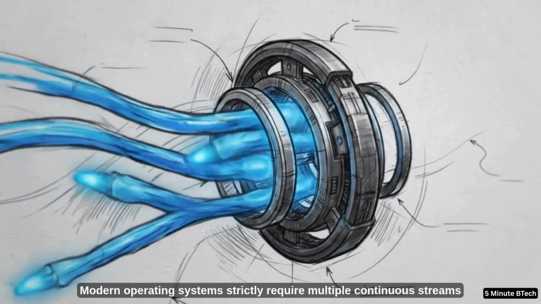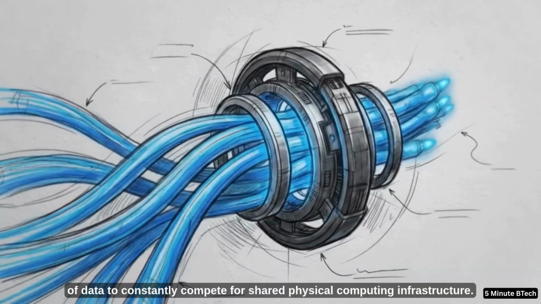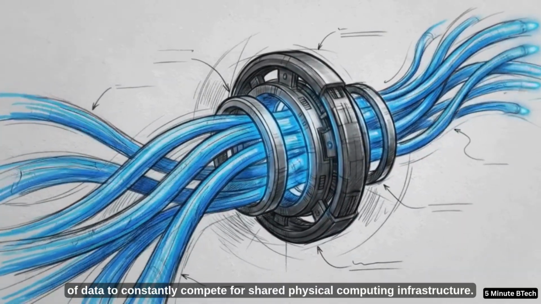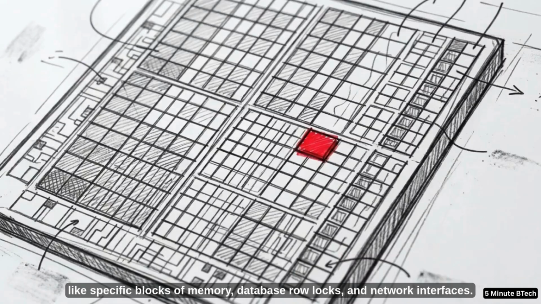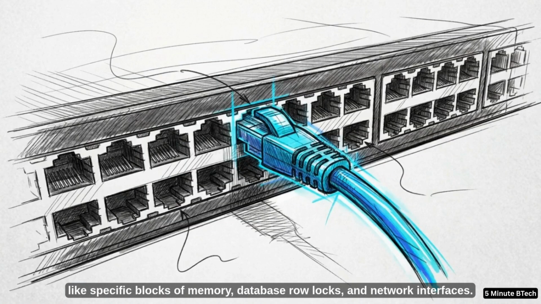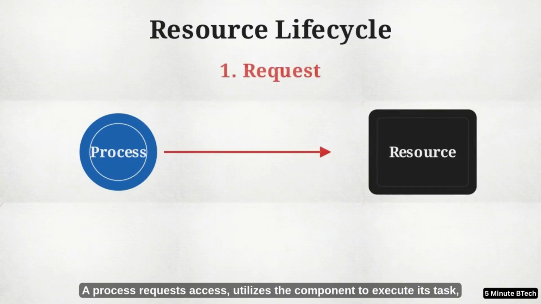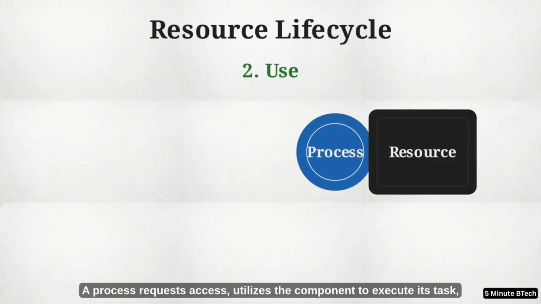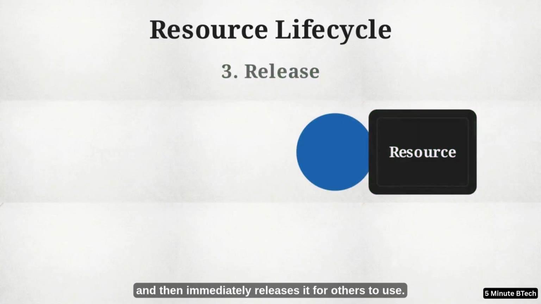Modern operating systems strictly require multiple continuous streams of data to constantly compete for shared physical computing infrastructure. These processes all fight for access to strictly limited resources, like specific blocks of memory, database row locks, and network interfaces. The standard lifecycle for these resources is simple. A process requests access, utilizes the component to execute its task, and then immediately releases it for others to use.